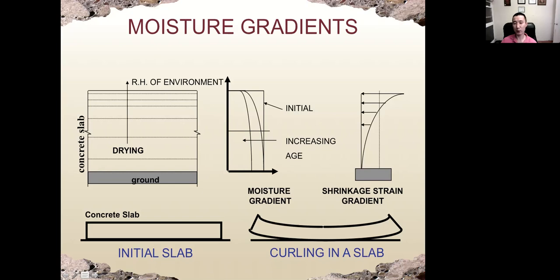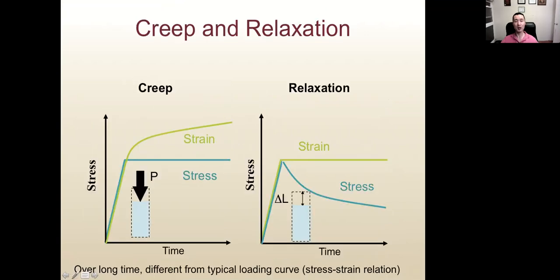And this moisture gradient will cause a shrinkage strain gradient. As a result, the concrete may curve like this, because the concrete in the top layer will shrink more since it dries more. This may cause the concrete to curve, and also crack sometimes. So that is shrinkage.